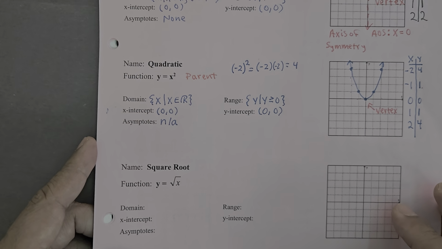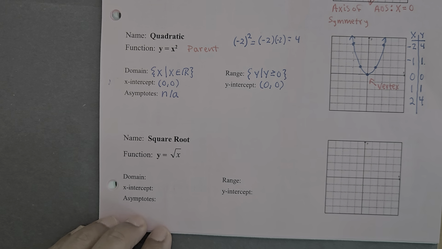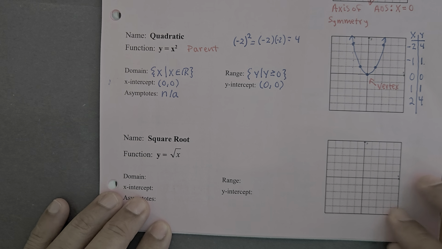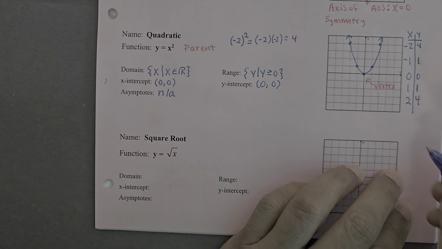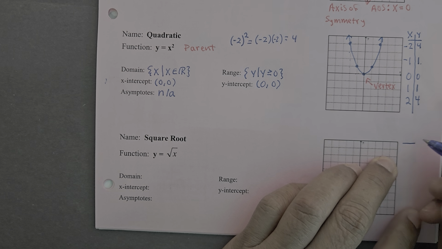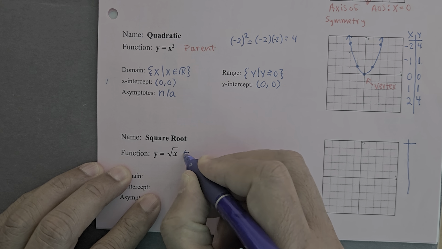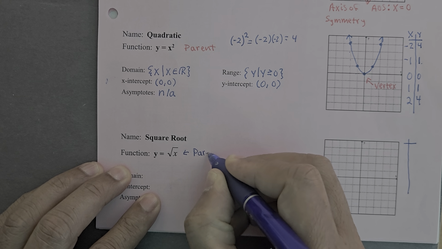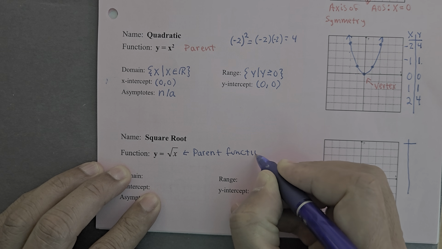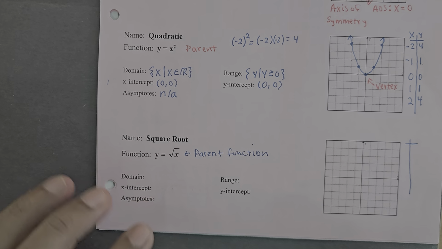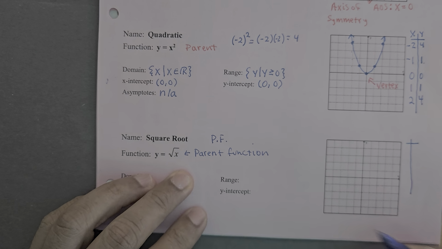Okay, so today I'm going to add one more function to this. So I'm going to do the last function on the bottom of the first page. To do this function, I'm going to give you a table of values. Okay, so this is called the parent function of the square roots. When you see me write PF, that's what it stands for, parent function.